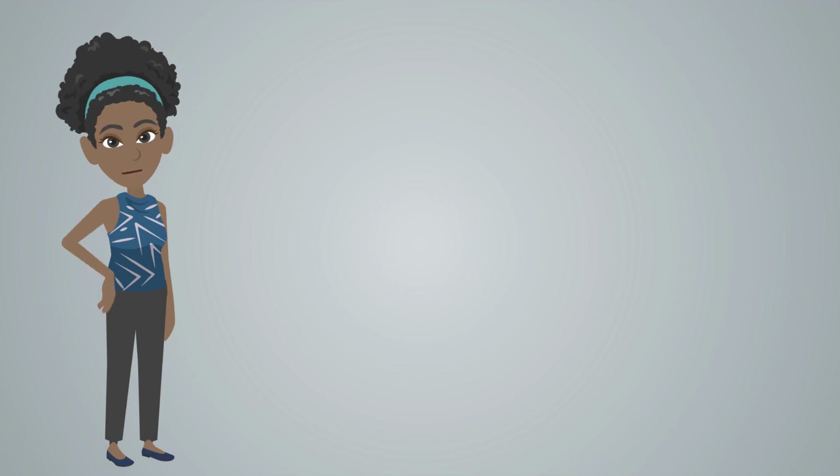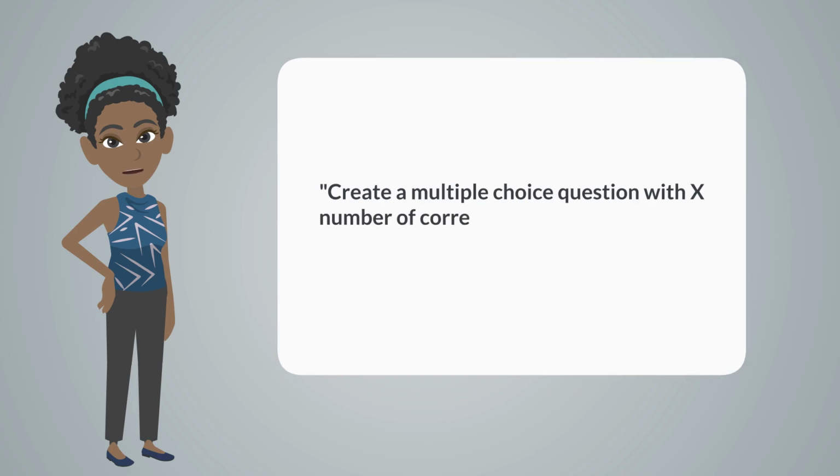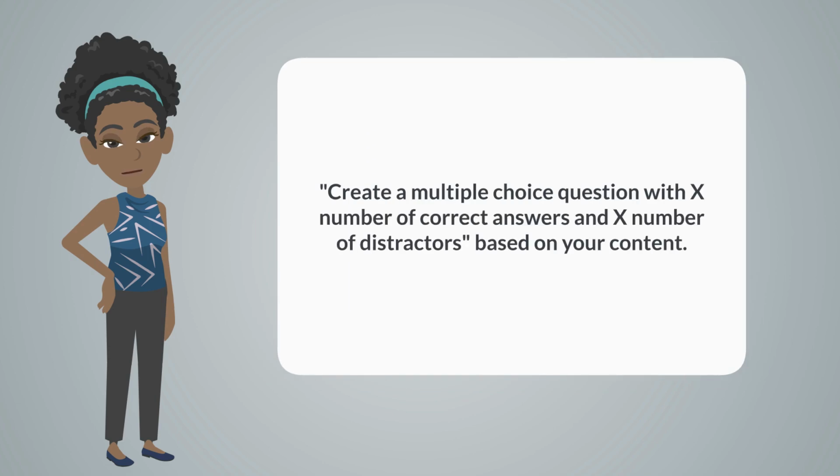Let's take a look at some examples. First up is multiple-choice questions with a correct answer and distractors. You can simply ask ChatGPT to create a multiple-choice question with X number of correct answers and X number of distractors based on your content.